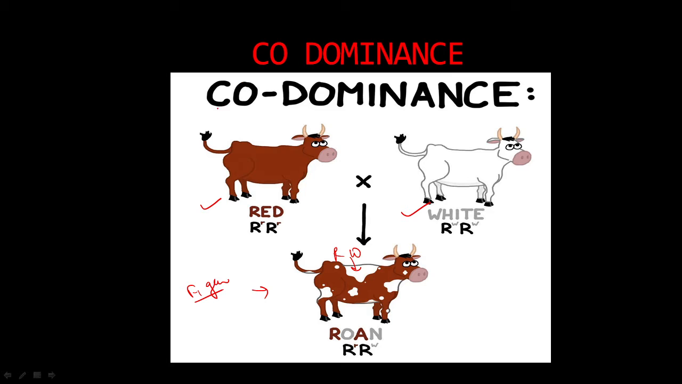So this is codominance. जब दोनों ही allele dominant होती हैं और वो अपने आप को show करती हैं, express करती हैं in F1 generation, then this is called codominance.